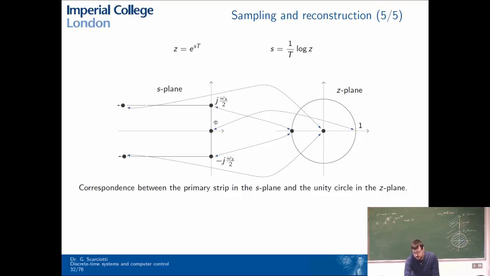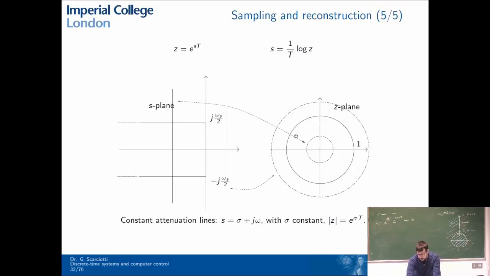Then let's look at these 2 points over here. So these points are on the imaginary axis, and we saw that the imaginary axis is mapped on the circle. So which point of the circle? Well, we saw that the point corresponding to j omega s divided by 2 is mapped in plus pi. So this will be mapped in e power j pi, so here, or minus pi is the same point, so they are mapped in here.